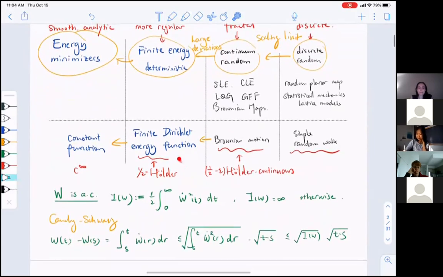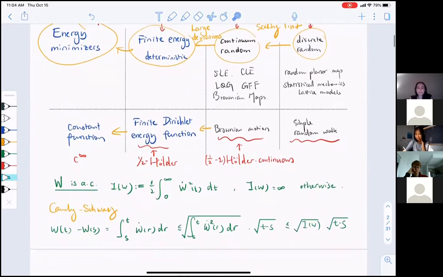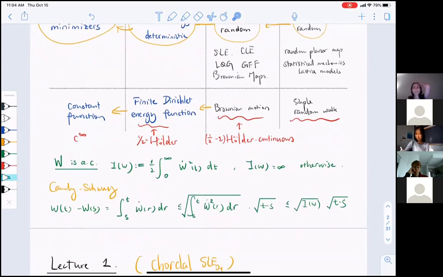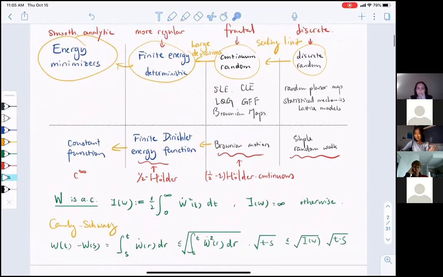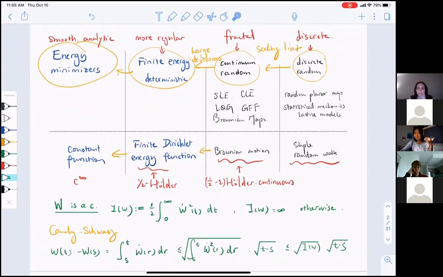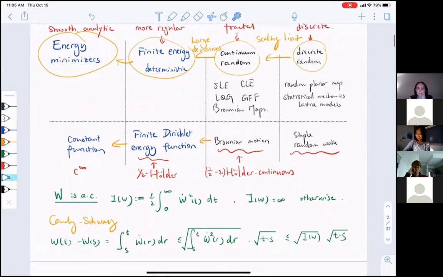And to see that finite Dirichlet energy implies 1/2-Hölder is just by Cauchy-Schwarz. You write the difference of the function at two times as the integral of its derivative. And by Cauchy-Schwarz, you get the factor square root of t minus s. So this is just a very simple illustration of this increase in regularity when you go through the large deviation regime.